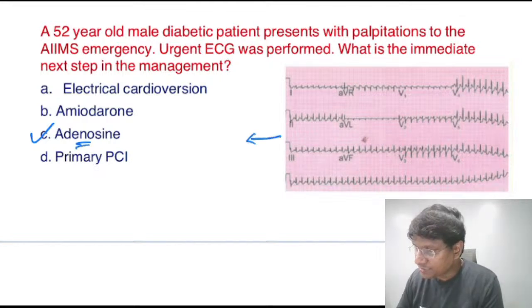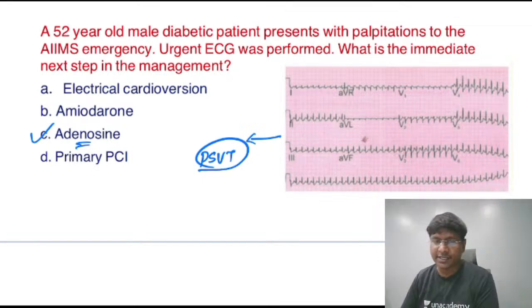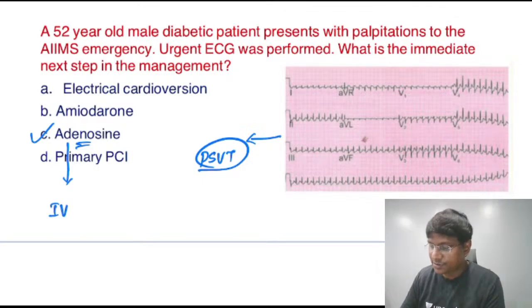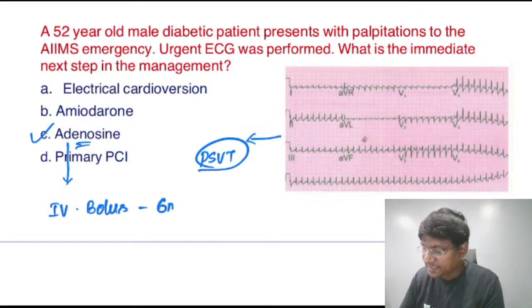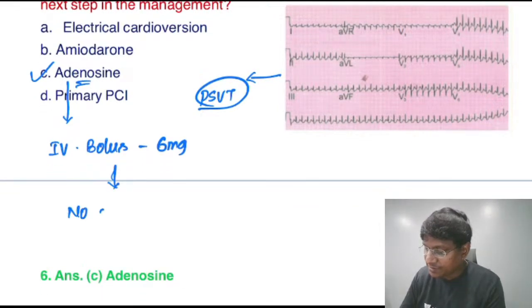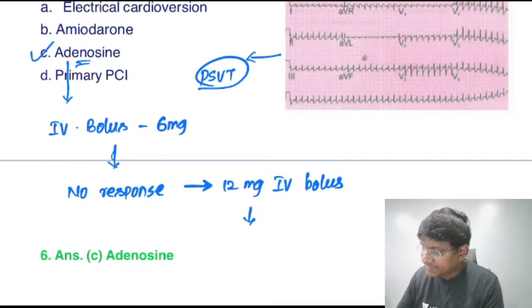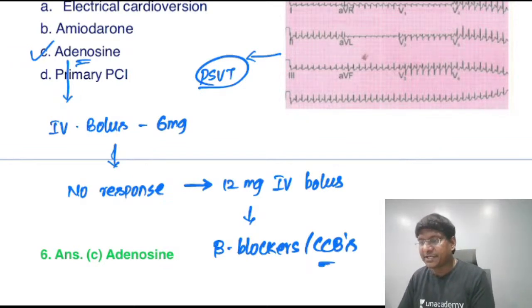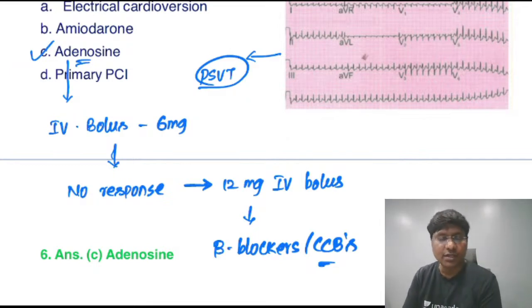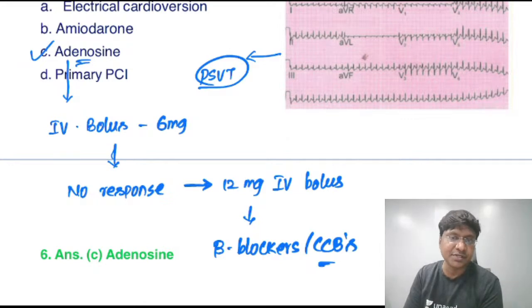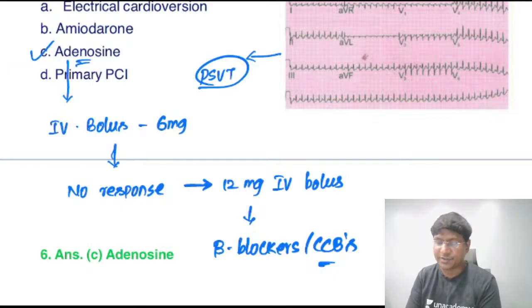it is suggestive of paroxysmal supraventricular tachycardia. In paroxysmal supraventricular tachycardia, the drug of choice is adenosine. You have to give 6 milligrams IV bolus. If there is no response, then you should give 12 milligrams IV bolus. Even with that, if there is no response, then you need to give beta blockers or calcium channel blockers. And even then, if the patient is not responsive, you need to do DC cardioversion. But usually DC cardioversion is advised whenever the individual has hemodynamic instability. PSVT is a narrow complex tachycardia.